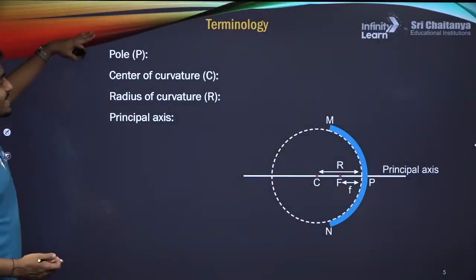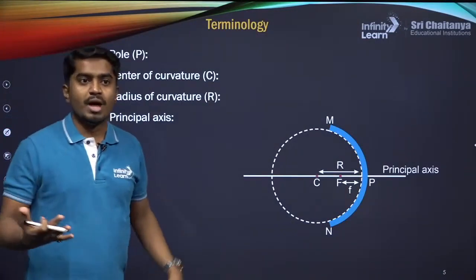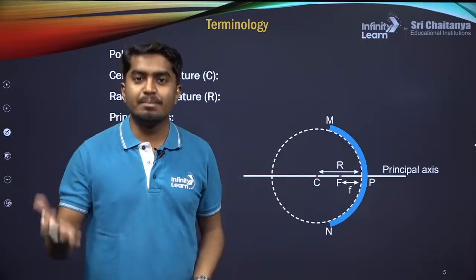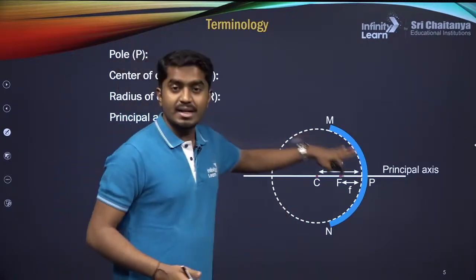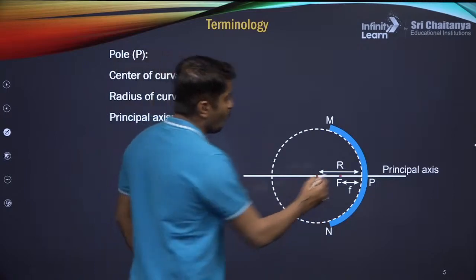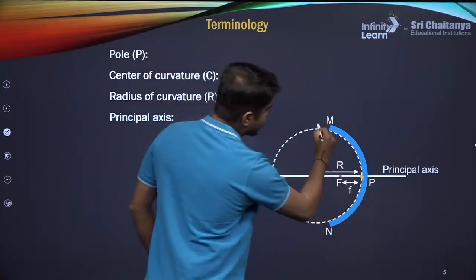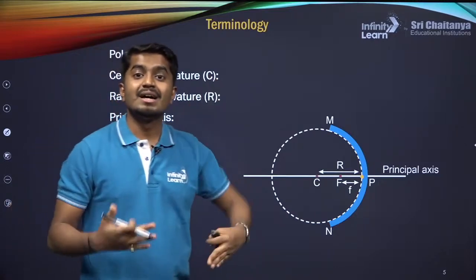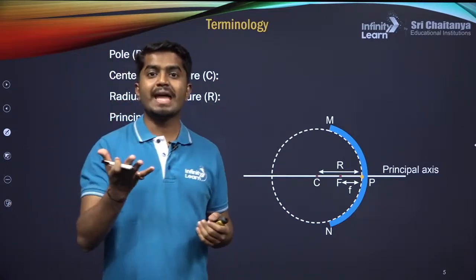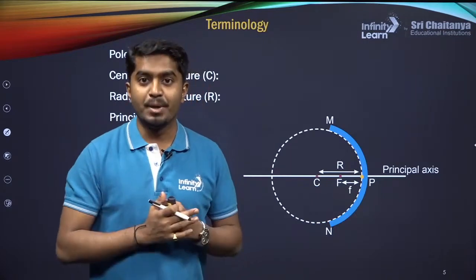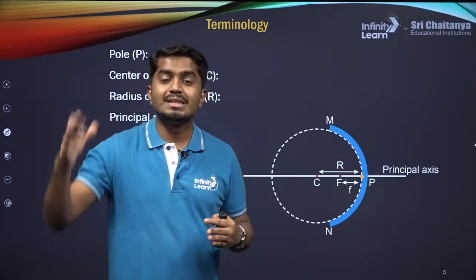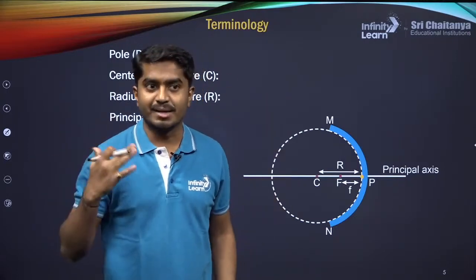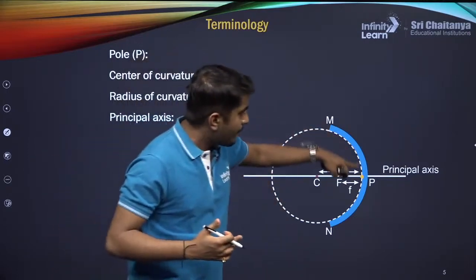These are the terms you should know, and they are present for both mirrors, whether a concave mirror or a convex mirror. Here we have a concave mirror. The pole is this point. This is the aperture. What is the aperture? The aperture is the reflecting part. In your camera lens, you must have seen the aperture, right? Aperture is the part of the camera which is going to reflect. So now this is the aperture.